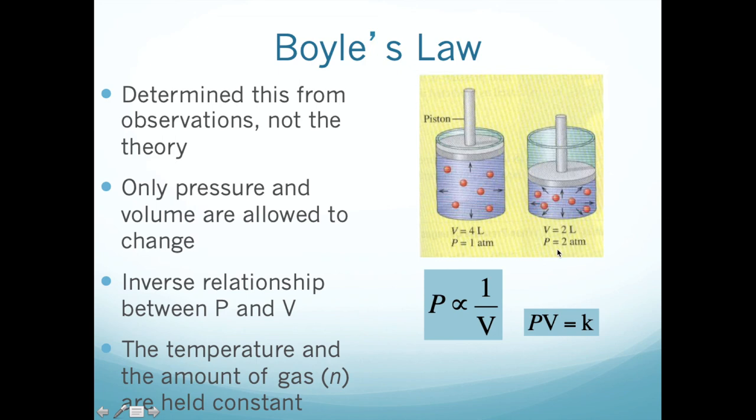So another way you could write this law out, and this is probably the more common way you'll see it written, is that your pressure times your volume initially, your initial pressure, P1, and your initial volume, V1, multiplied by each other, is equal to your final pressure, P2, times your final volume, V2. Again, 4 times 1 is equal to 2 times 2. Okay, they're both equal to 4.